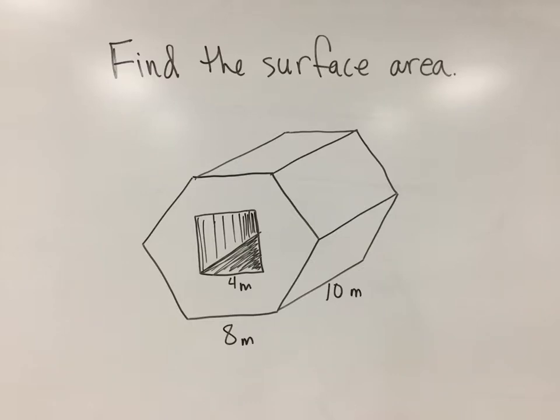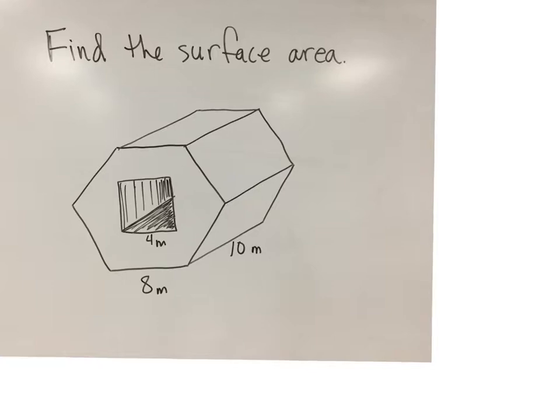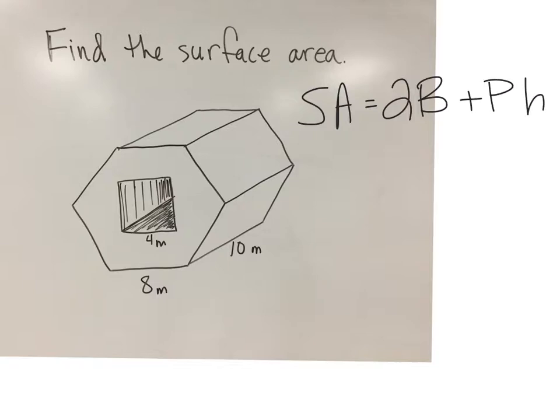So when we're finding the surface area of this modified hexagonal prism, we use the same formula that we always use. Surface area equals 2 times the base plus the perimeter times the height. 2 base areas plus the perimeter of the base times the height of your prism.